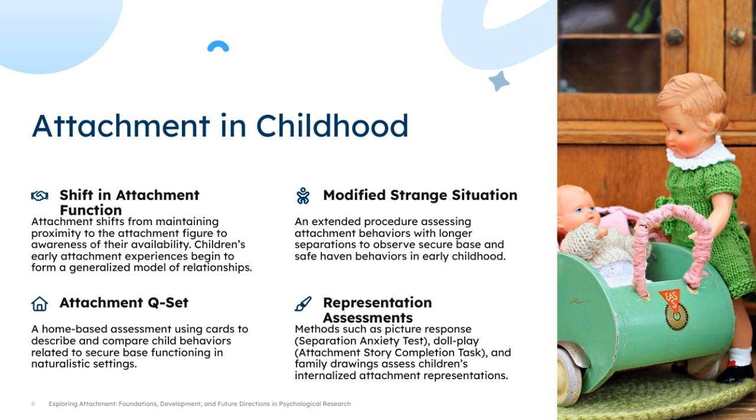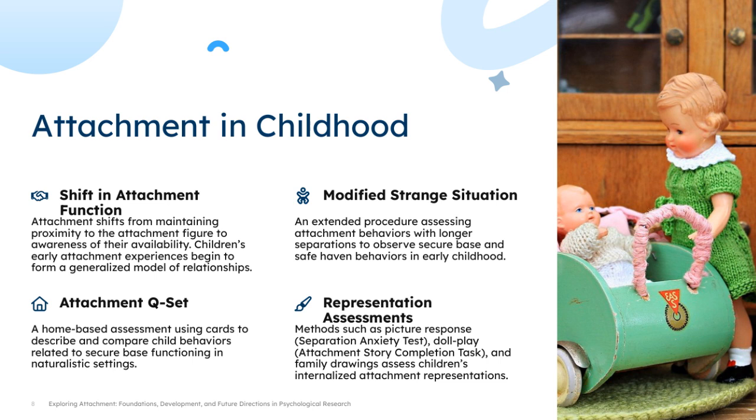The modified strange situation is an extended observation where children experience longer separations to see how they seek comfort and use their caregiver as a secure base. Next, the attachment cue set takes place in the child's home environment. It uses descriptive cards to evaluate behaviors that reflect a child's secure base functioning in natural, everyday settings.